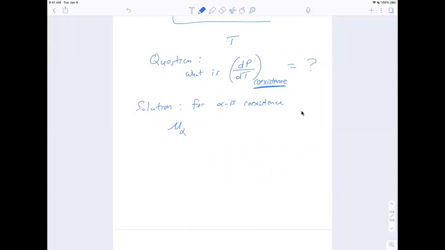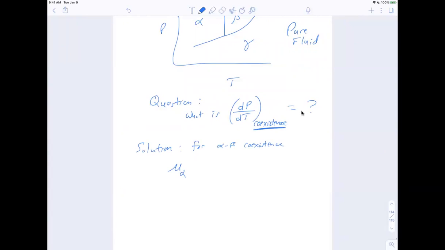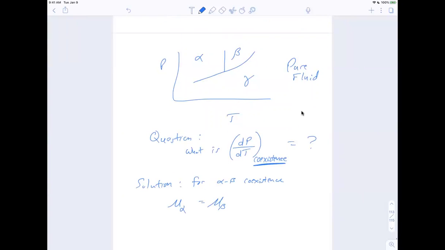We know that along these lines, mu alpha, the chemical potential of a molecule in phase alpha, is going to equal the chemical potential of a molecule of this fluid in phase beta. Okay, that's from thermodynamics, and we showed that already. So if we start at this point, we know that the chemical potential of a molecule in either phase is going to be equal. Okay?